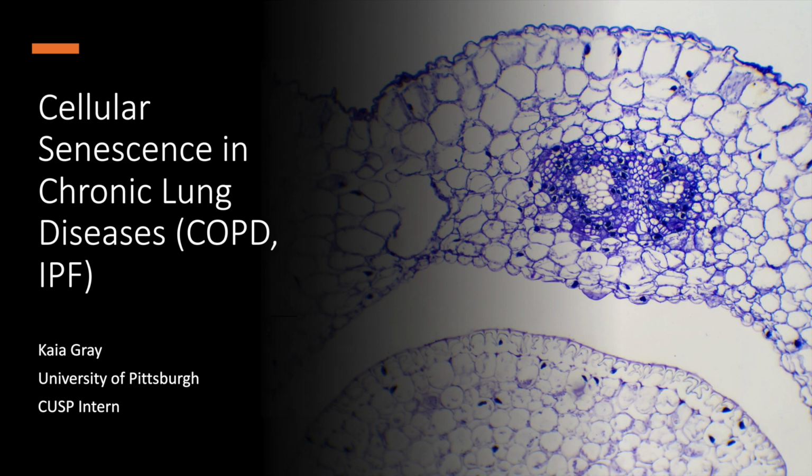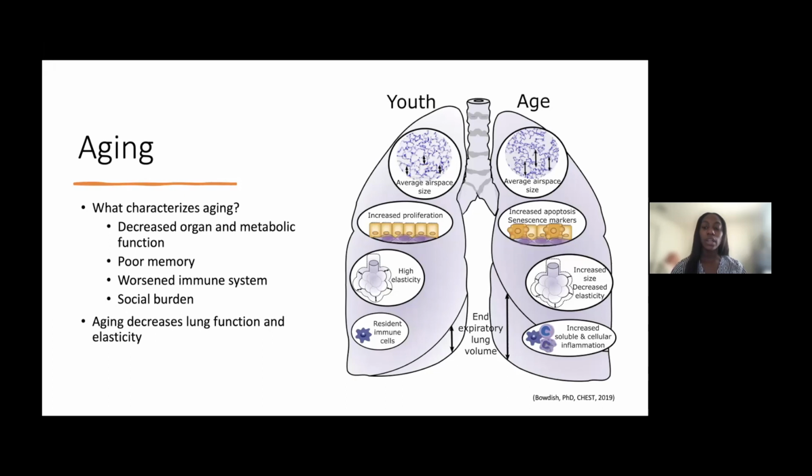First, when we talk about senescent cells, we want to talk about aging and what characterizes aging. That is decreased organ and metabolic function, poor memory, worsened immune system, and social burdens such as aiding the sick and finding places to live, such as nursing homes. But with aging, we'll specifically look at lung function and elasticity and how they deteriorate over time. When we look at the schematic on the right, we see that with age comes an increased amount of senescent markers and increased inflammation.